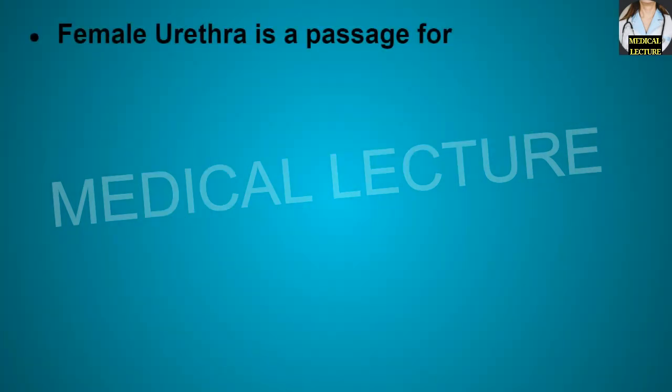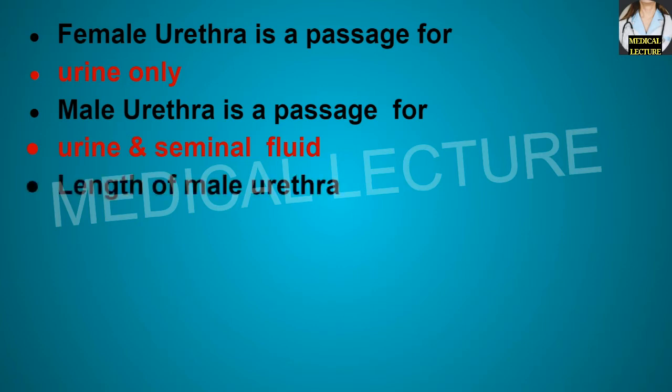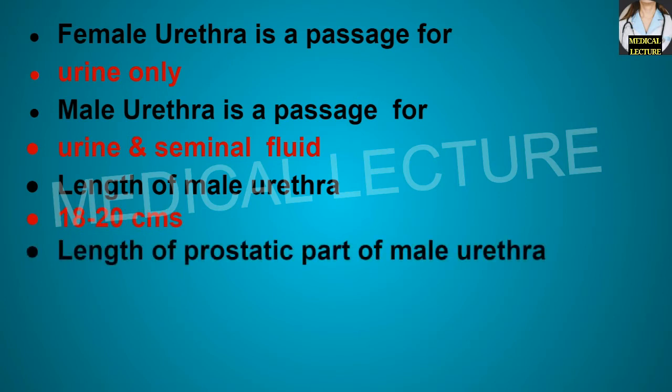Female urethra is a passage for urine only, while the male urethra is a passage for both urine and the seminal fluid. What is the length of the male urethra? So it is about 18 to 20 centimeters. The length of the prostatic part of the male urethra is 3 centimeters.